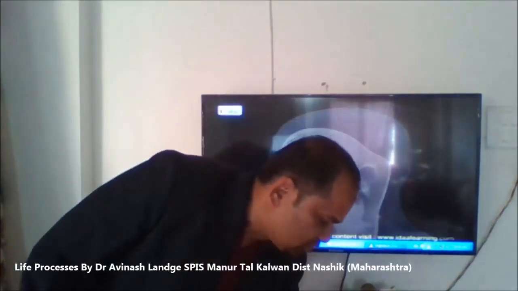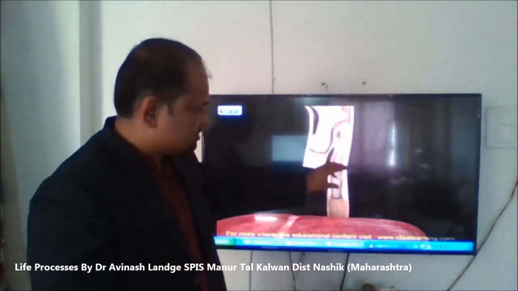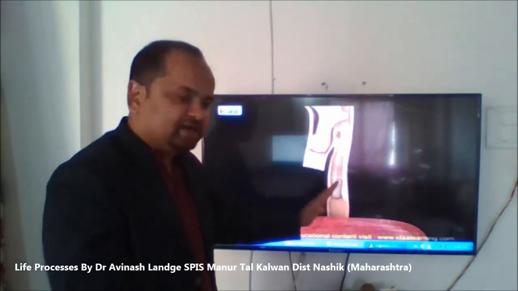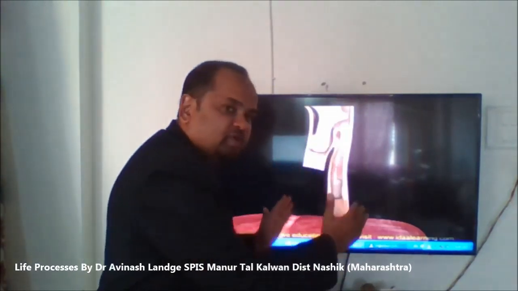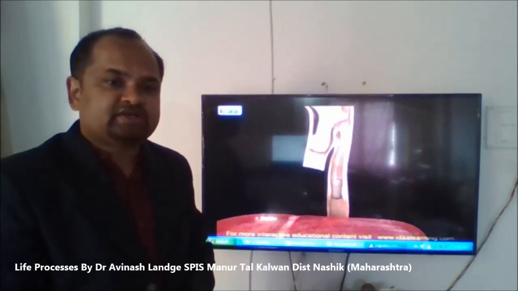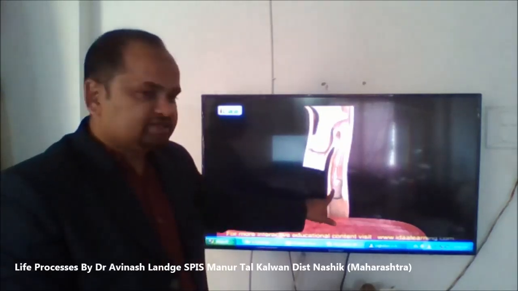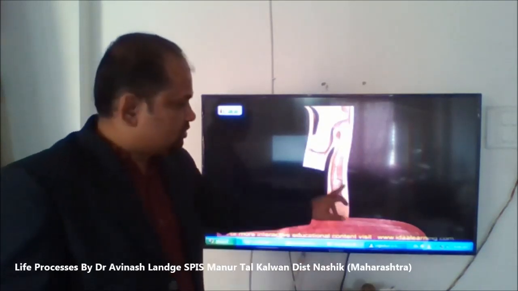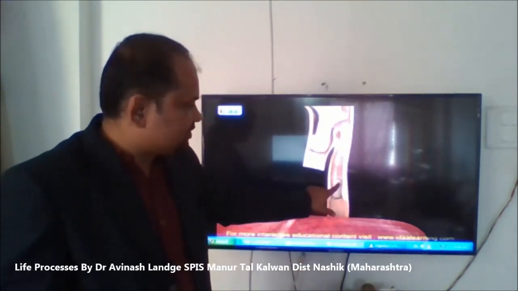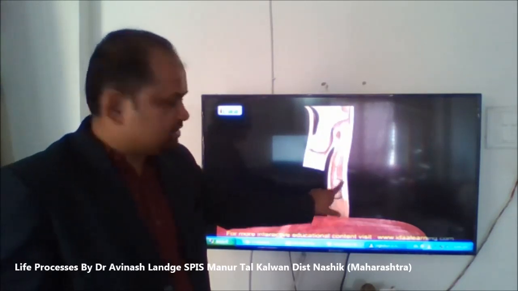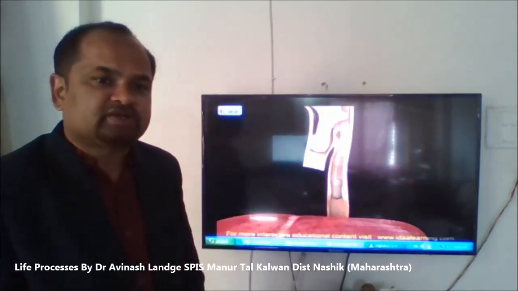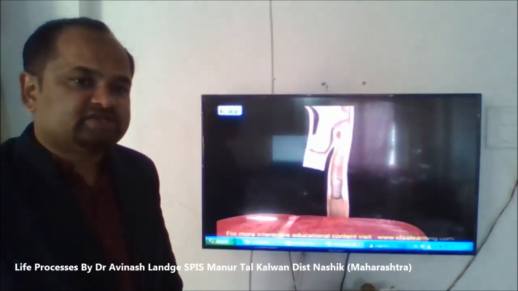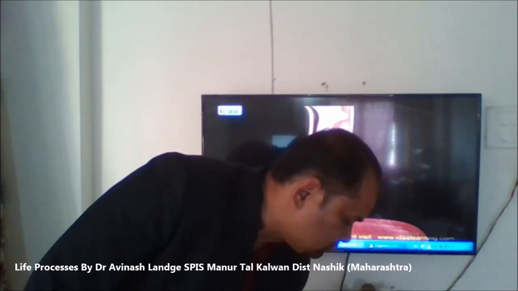Now what happened next in the esophagus? When this bolus comes from the buccal cavity to the esophagus, the food will go with the help of peristaltic movement. This is called peristaltic movement, and this question can be asked: which type of movement is found in the alimentary canal? Peristaltic movement. See very closely, the food is moving through the esophagus by the method of peristaltic movement.